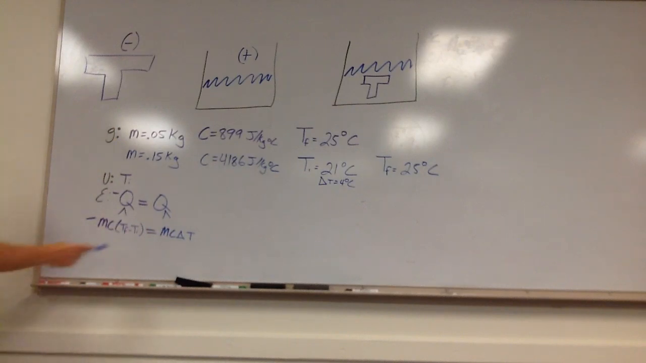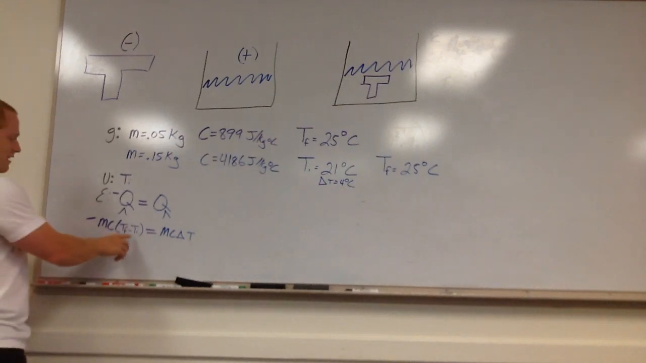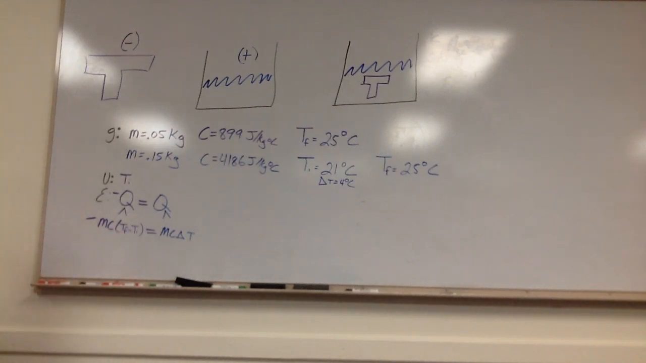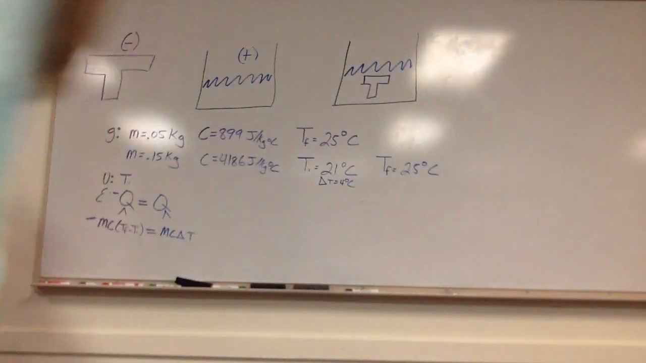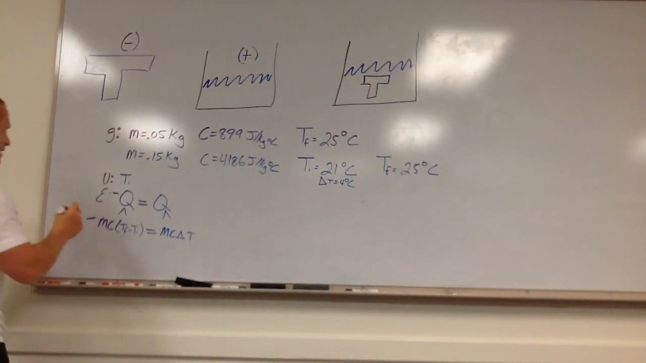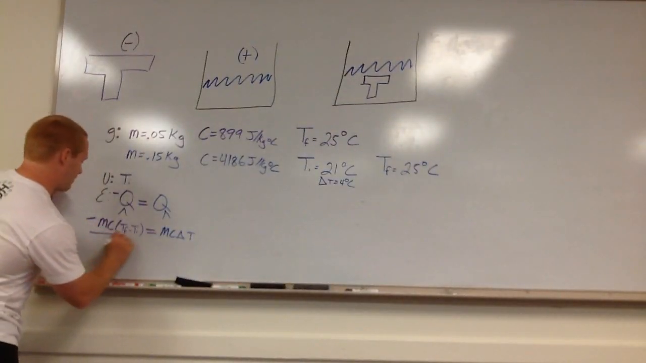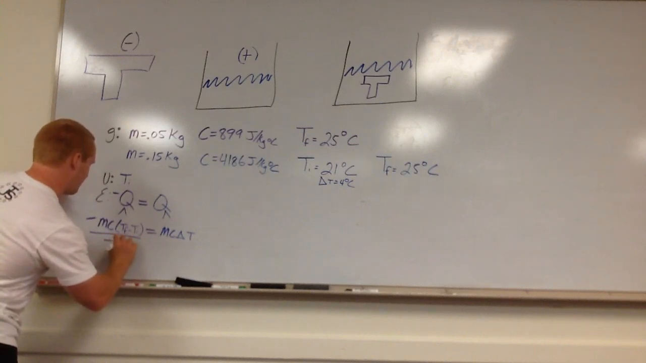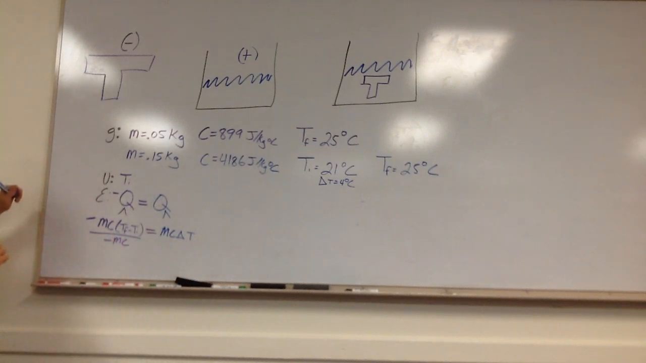I kept this positive because up here we said it was gaining energy. Okay. So now what I'm going to do is I want to get this purple TI by itself. Notice I'm color coding. Makes it a lot easier if you color code. So first thing I'm going to do is divide by negative MC. That way we're trying to get TI by itself.